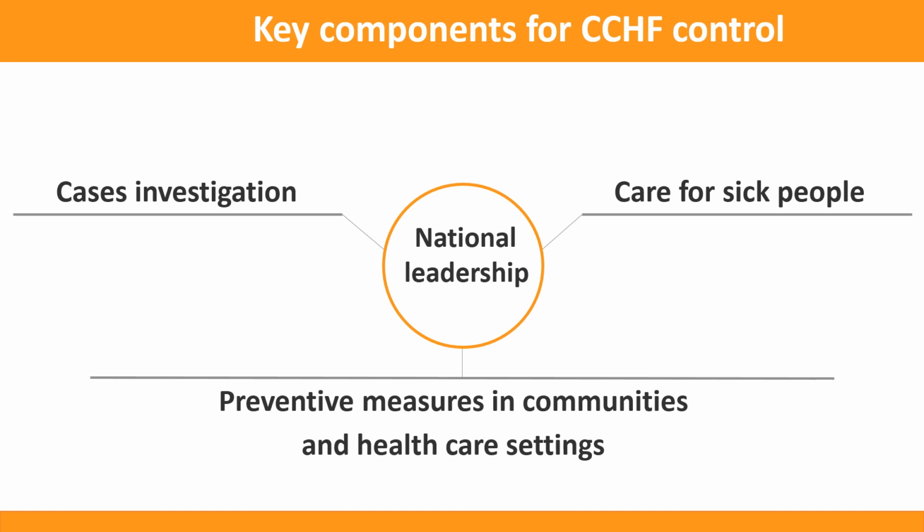So, what are the key components of CCHF control? First and foremost, as depicted at the center of the picture, is the national leadership. A strong national leadership is required to coordinate CCHF control operations and activities. We also need to be careful for the patients of CCHF, so we need to create, if they do not exist, or to strengthen CCHF treatment centers. They should not be mingled with the other health centers.